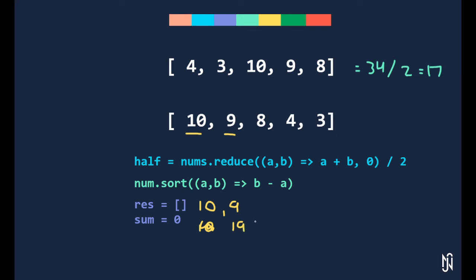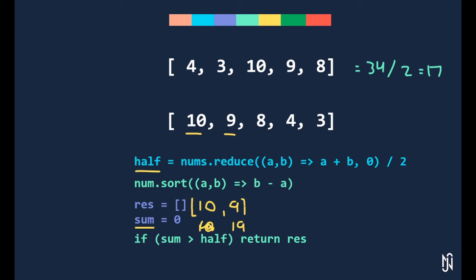Now that we have a value that's greater than half, we want to return our result array as our answer. And we can do that using a conditional. If sum is greater than half, 19 is greater than 17, then we want to return our result array right here.